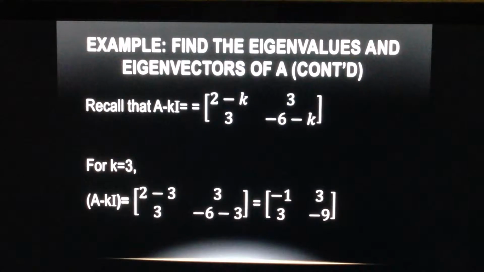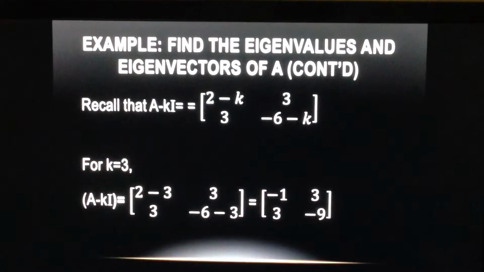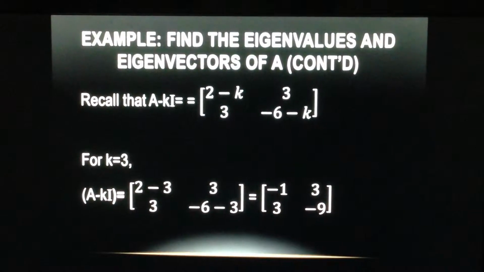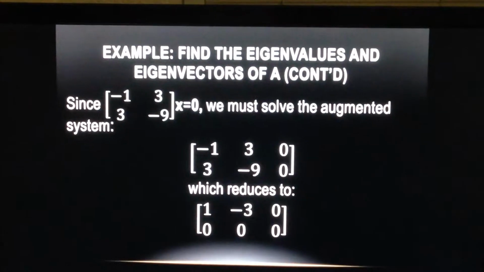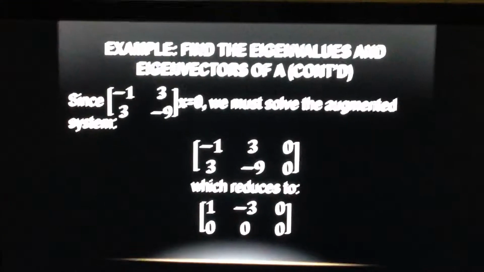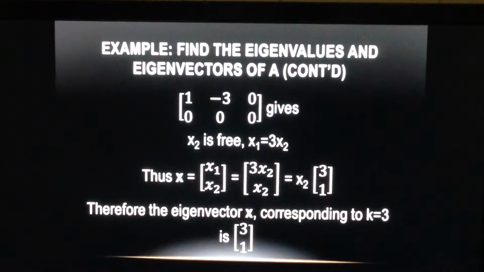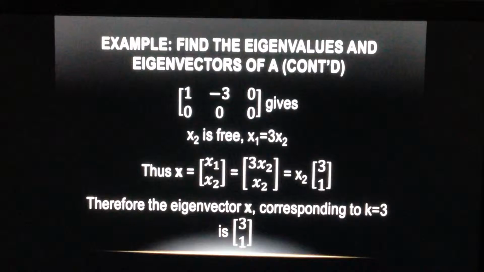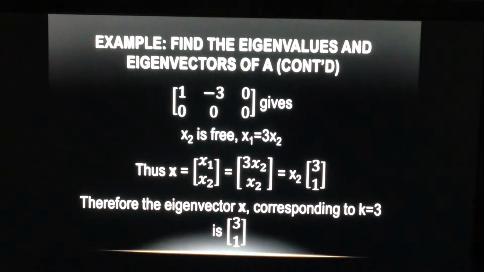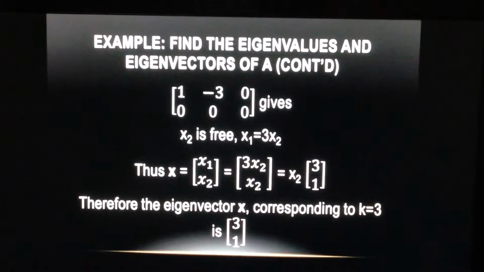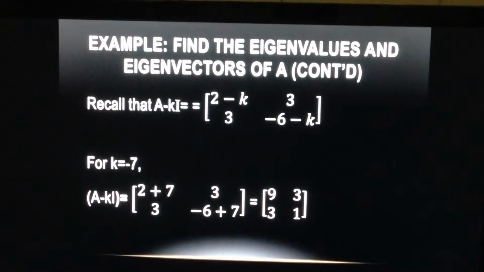Recall that A minus kI is the following matrix. You must substitute your first eigenvalue, which is 3, back into this equation, and it'll give you the following matrix. Then you set that equal to 0 and augment the system, and it will give you the following. And solving this matrix, you will see that x1 is equal to 3 times x2. Thus, your eigenvector for the corresponding eigenvalue 3 is (3, 1). And you repeat that for your other eigenvalues and each thereafter.